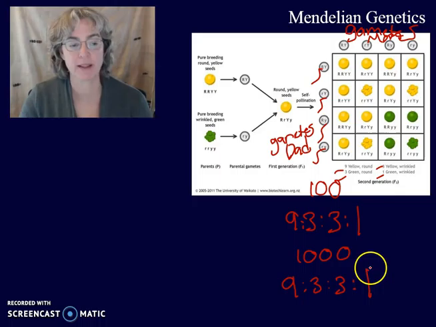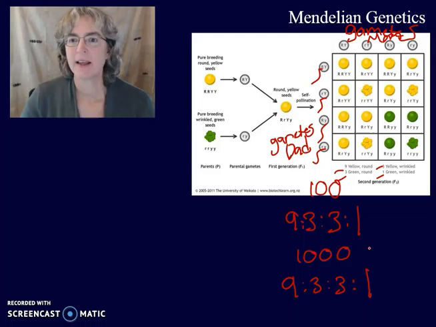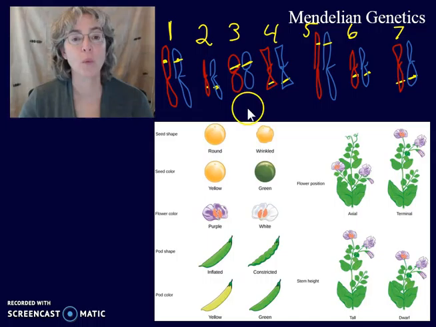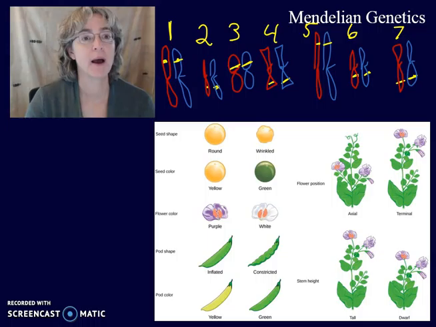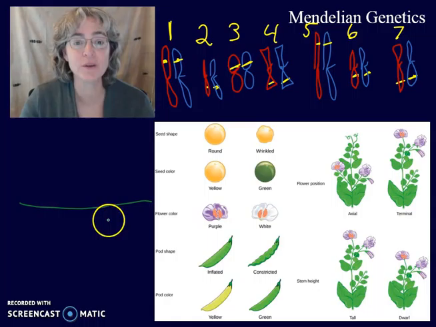Okay, so two things important to remember are independent assortment and the law of segregation. And that's Mendelian genetics. So I hope you found that interesting. Think about if you were then to have 7 characteristics, what that genotype is going to look like. You're going to have lots of letters. You're not just going to have 2 alleles per trait, you're going to have 7. So that would be a huge genotype. Okay. Hope you found that interesting.